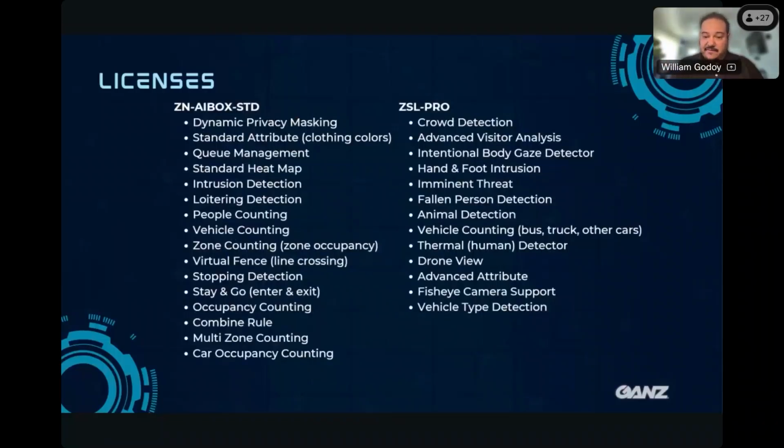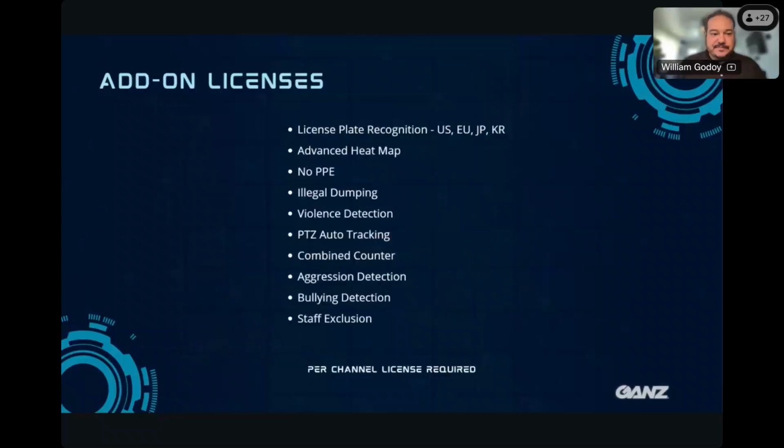This is the Pro version that you can purchase, and that has fallen detection, animal detection, classification of vehicles, drone view, fisheye camera support as well, and then intentional body gaze. I think maybe 85% of people who purchase the AI box will be able to get away with the AI box standard, and it does give you quite a bit of engine power to do a lot of the detection.